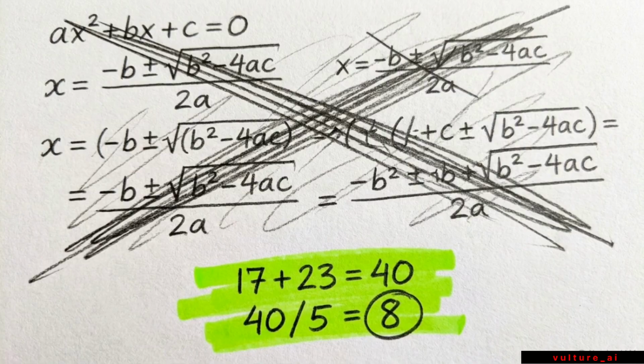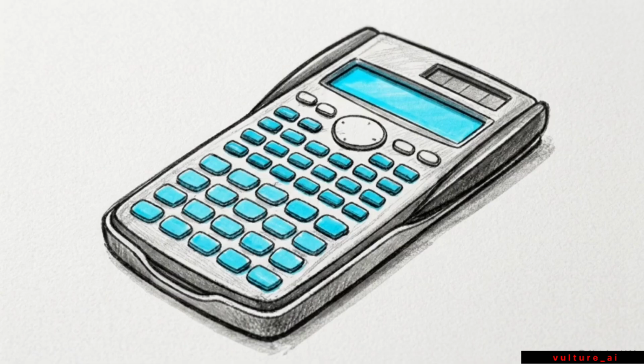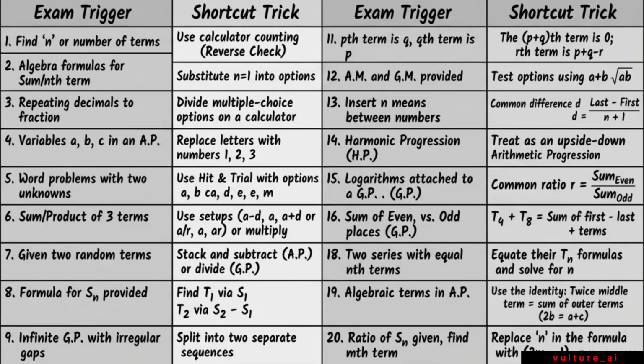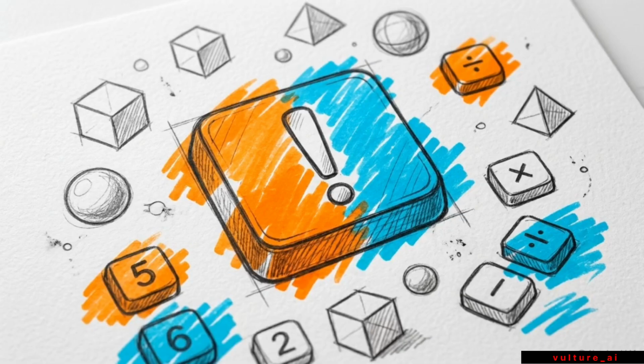We have just covered the complete sequence and series syllabus using entirely structural loopholes and calculator hacks. Here are all 20 tricks matched to their specific exam triggers. Take a screenshot right now and use it as your review guide. High scores on this section come from identifying these structural loopholes early and applying the corresponding arithmetic shortcuts. Keep practicing these specific triggers.